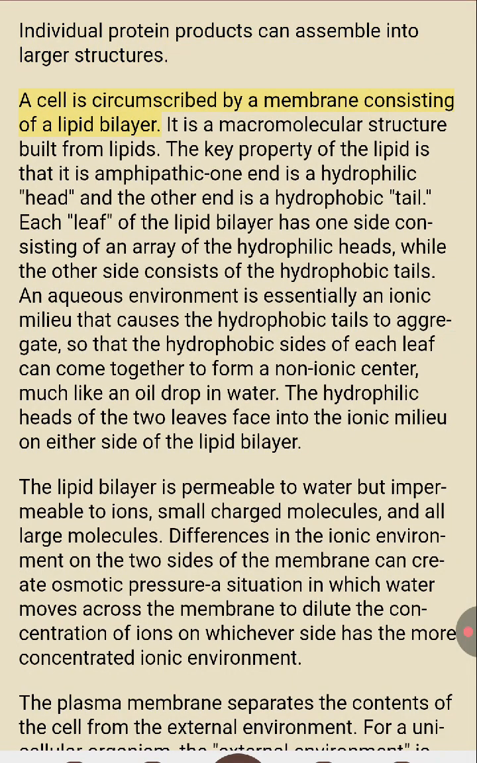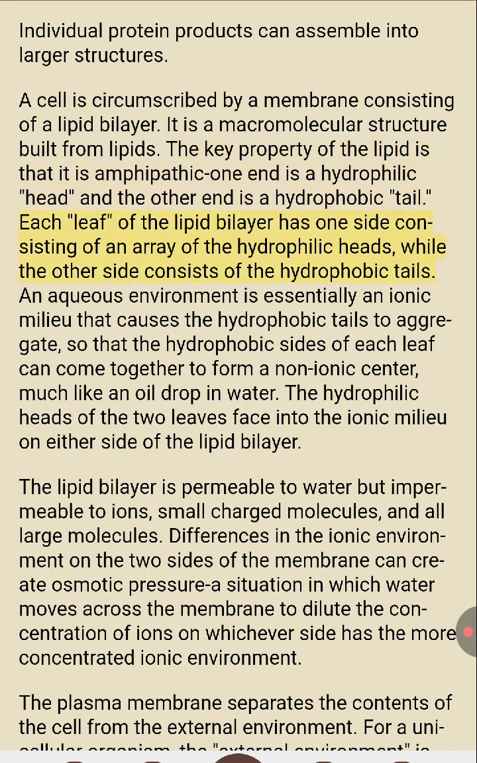A cell is circumscribed by a membrane consisting of a lipid bilayer. It is a macromolecular structure built from lipids. The key property of the lipid is that it is amphipathic. One end is a hydrophilic head, and the other end is a hydrophobic tail.